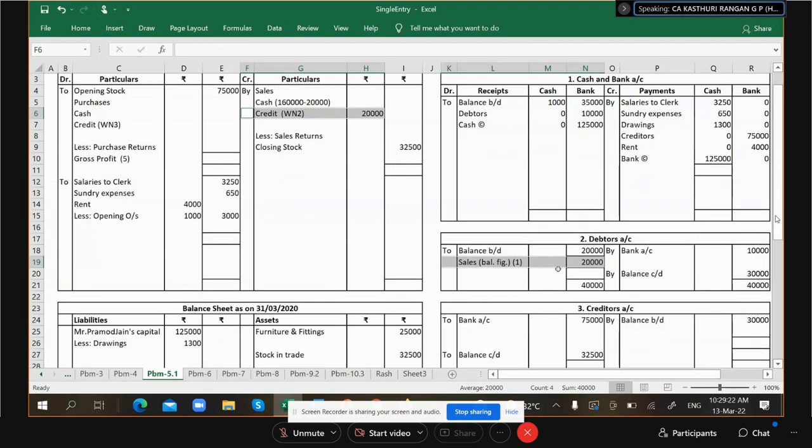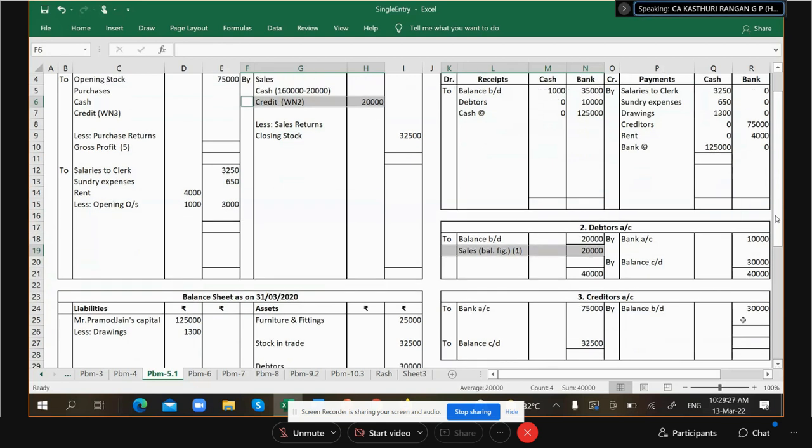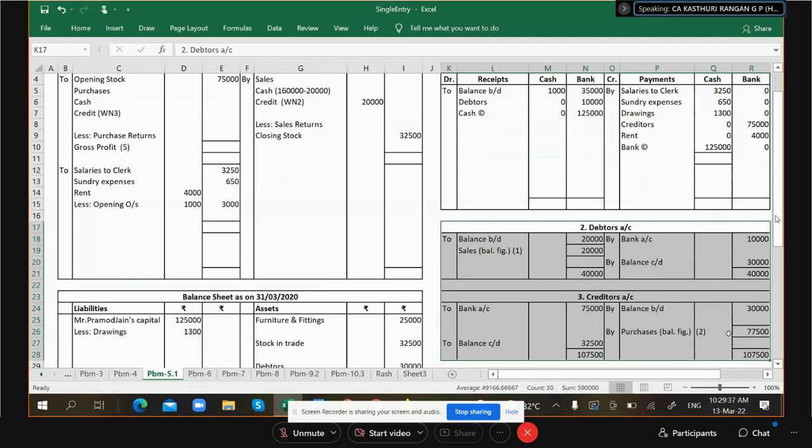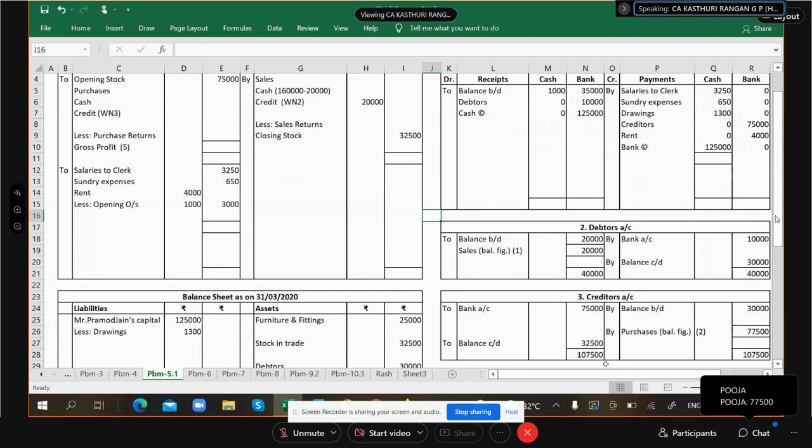Similarly, from working note number 3, you can get the credit purchase, correct? Because in the creditors account, opening balance, cash paid to creditor and closing balance are there. So if you balance the creditors account, you will get the credit purchases. Total 1,07,500, credit purchase 77,500. Where will you put it? In the trading account, credit purchases 77,500.